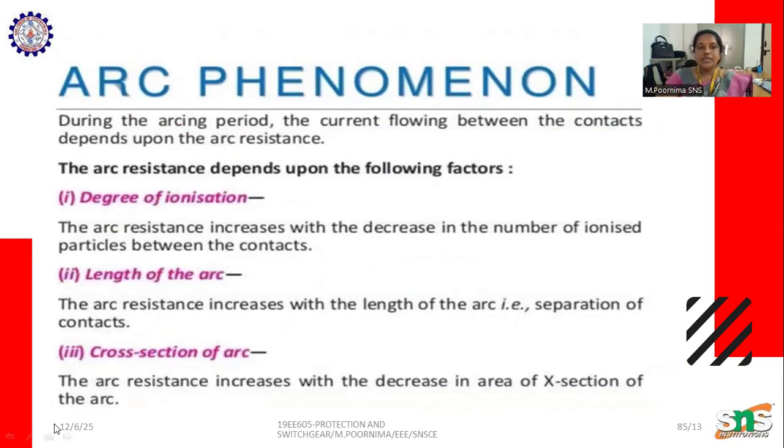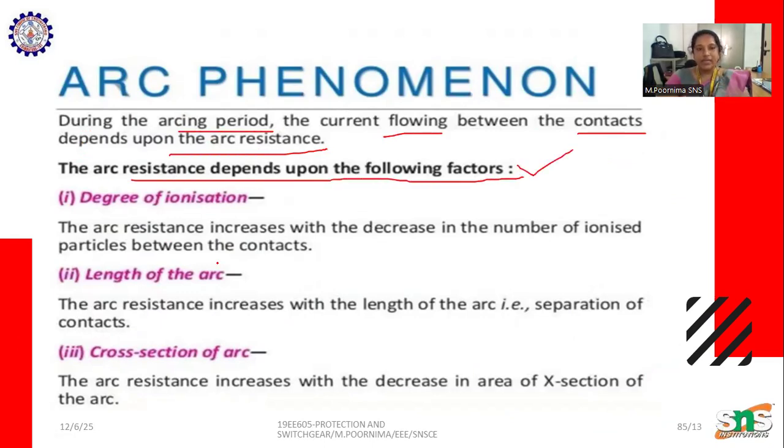Continuing from the last slide, during the arcing period, the current that flows between the contactors depends upon the arc resistance. If the resistive path is low, the current will be high; if the resistive path is high, the current will be low. The arc resistance depends upon the following factors.